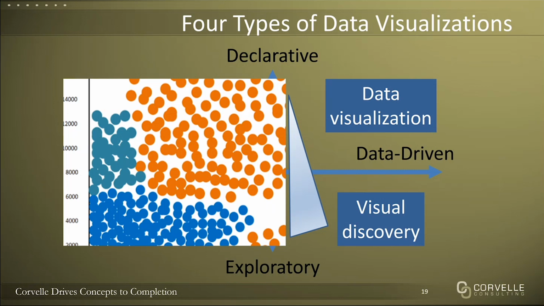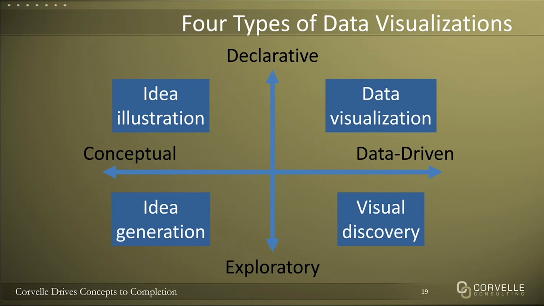99, maybe even 100% of all data visualizations fall into these 4 categories. And you should easily be able to ask yourself or answer the question of where does your current problem fit? It fits in one of these 4 quadrants.